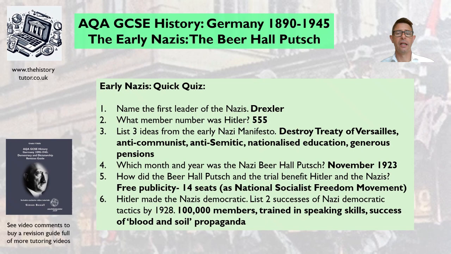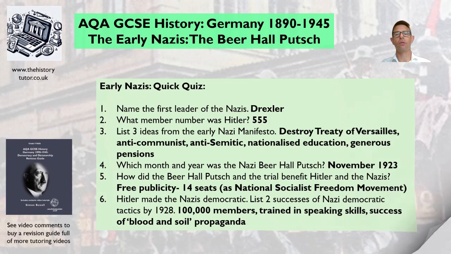Question number 6 is about Hitler made the Nazis democratic. List 2 successes of their policies. Well, their membership increased to 100,000 members. That's a really good example, especially if you tie that into the fact that they had training for their members in how to do speaking skills, set up meetings, how to make leaflets and drop leaflets off people's houses, those sort of things. And of course, they had propaganda campaigns and slogans that were successful. And a good example of this is the Blood and Soil campaign in the late 1920s, building up to the 1928 election, that led to many farmers voting for the Nazis.